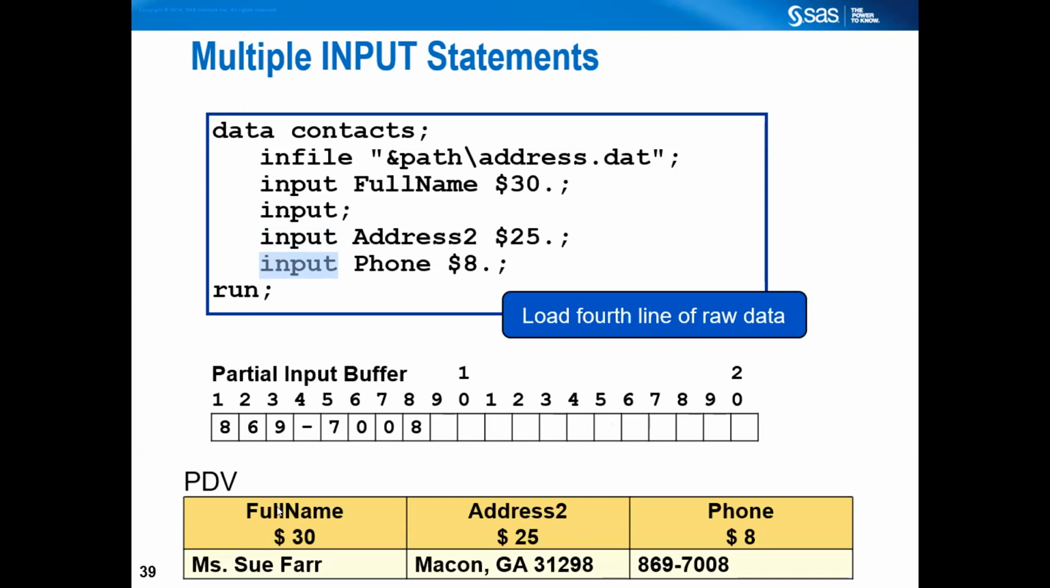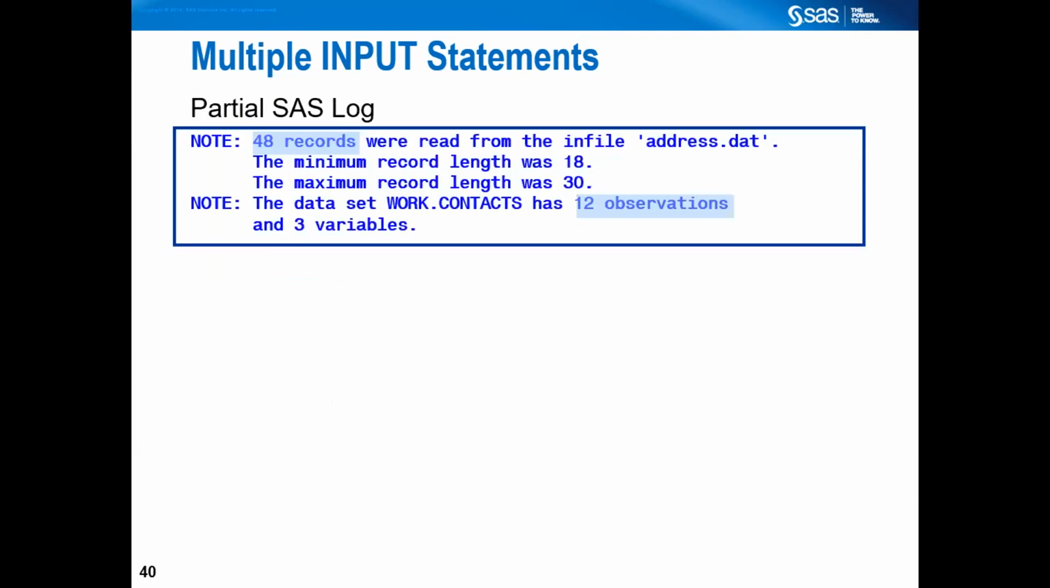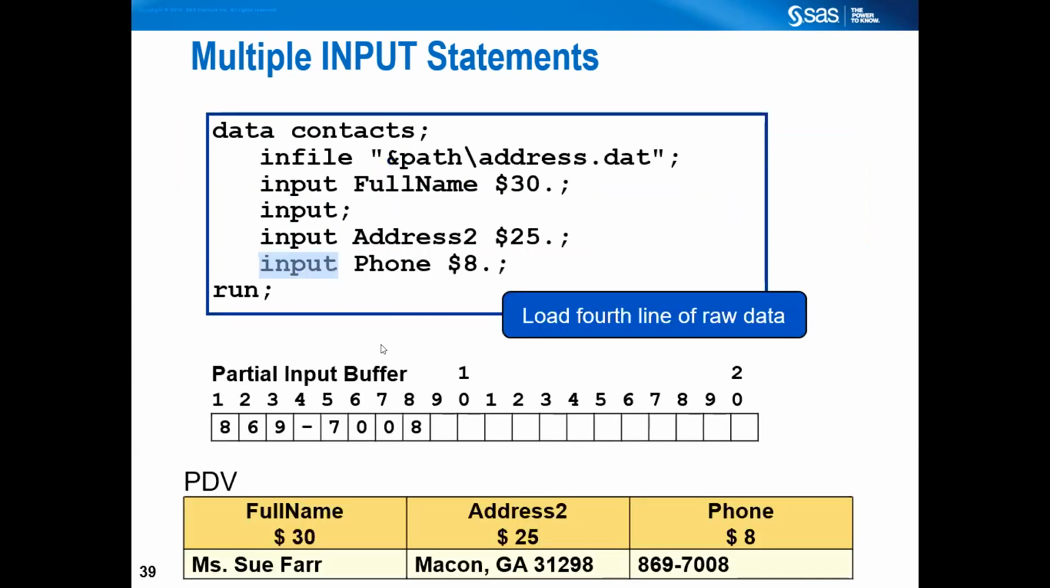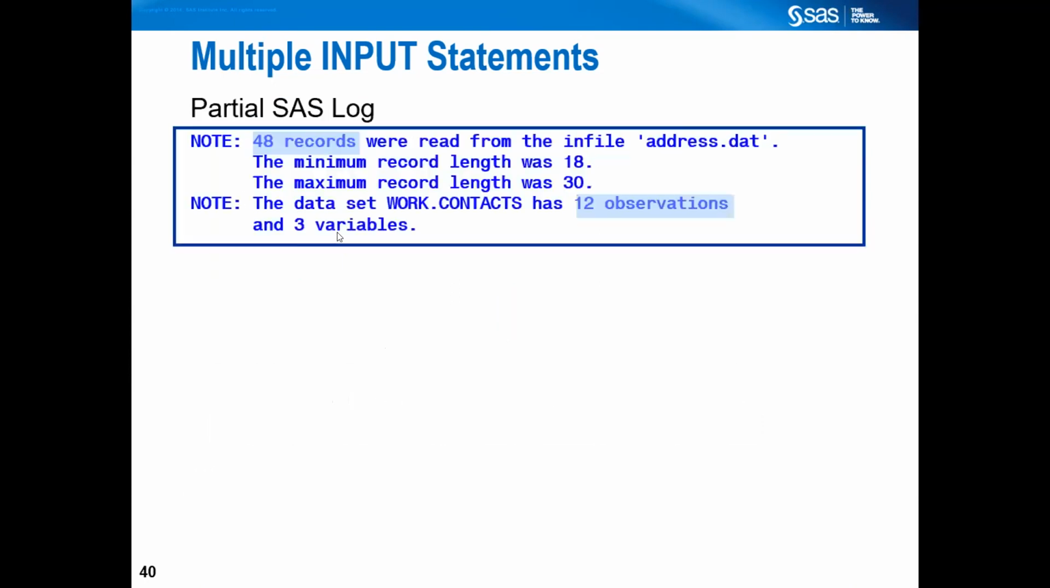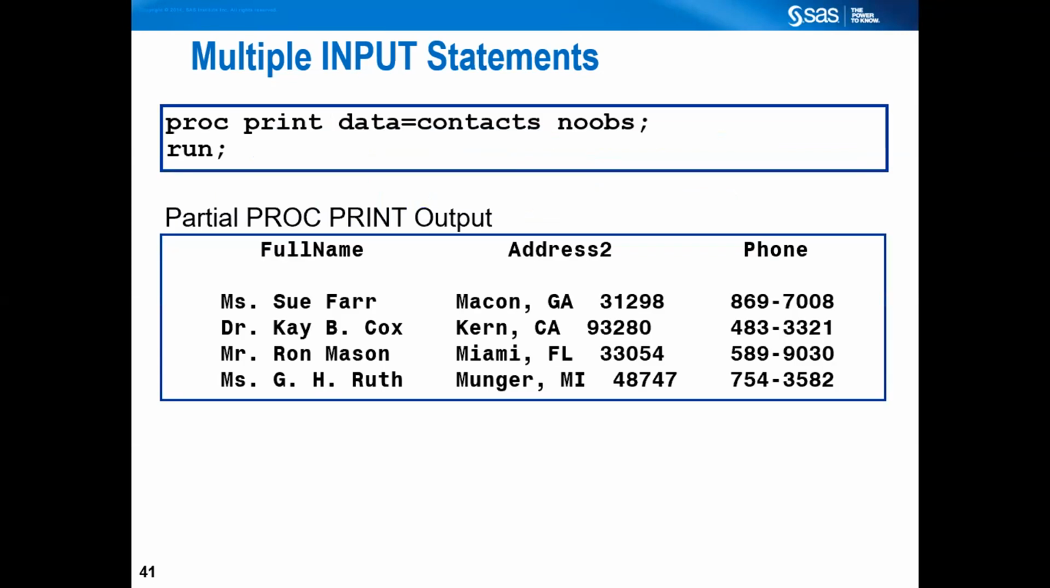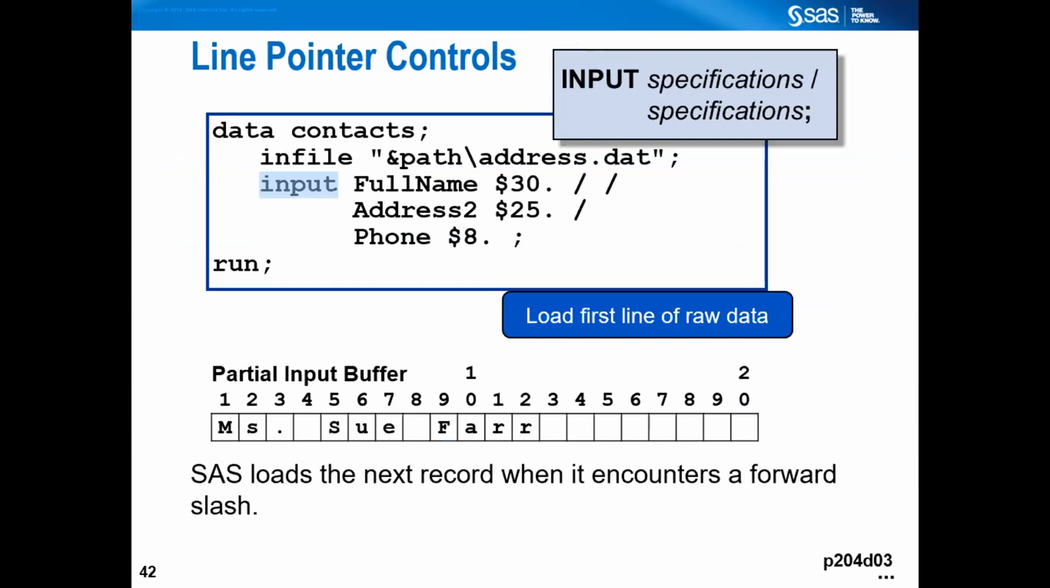So this is how you get the output of your new data file from your PDB. This is what you see in the log. It is going to read all the records, but it will skip the records wherever there are no instructions with your input statements. Hence, it's reading 48 records and your output data set will have only 12 observations. And this is the output with full name, address two, and phone. So see how it works.